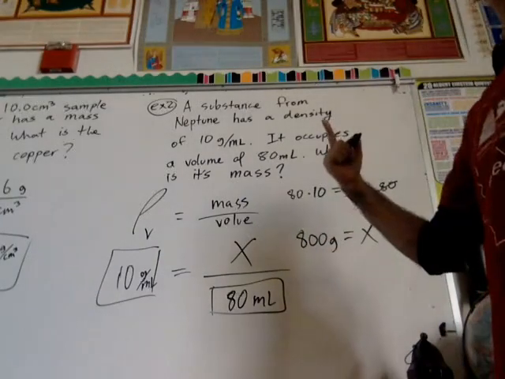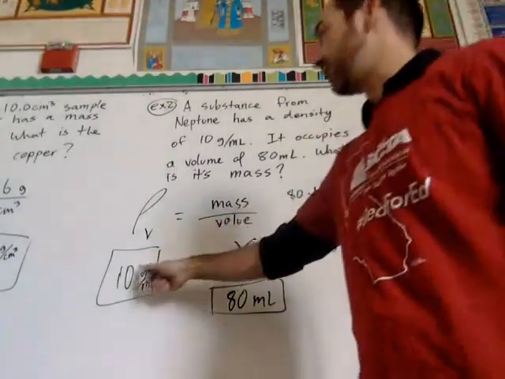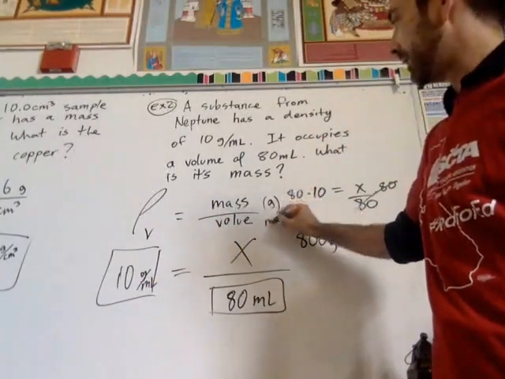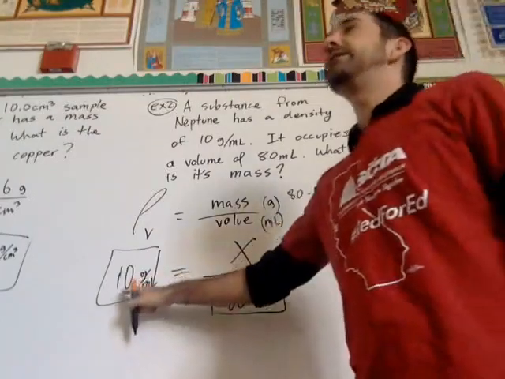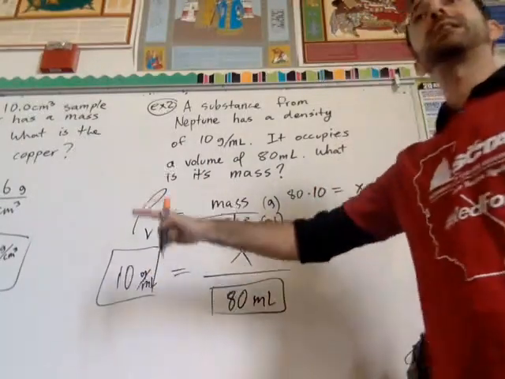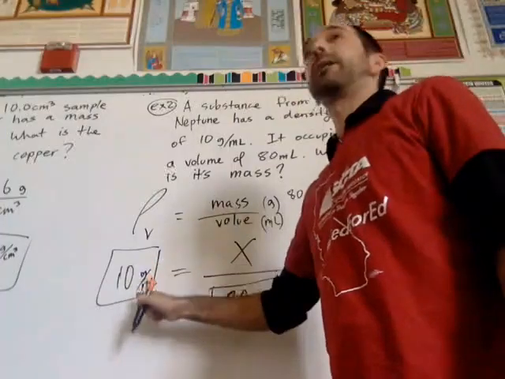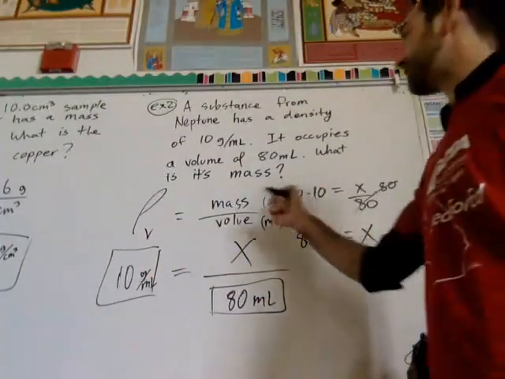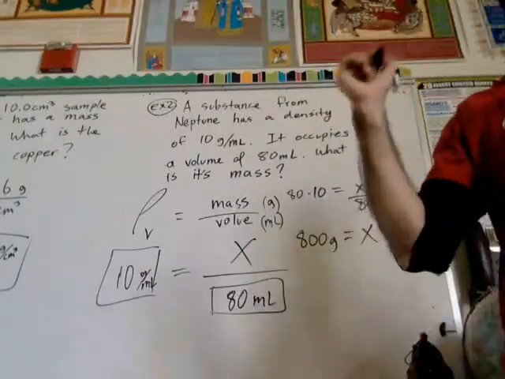And I look at the units. They said the density was grams over milliliters, so I know that the mass is going to be in grams. If they give you the density, it tells you. They could have said the density was 10 kilograms per milliliter. If they had strange units, then I would know that the mass had to be in kilograms. Stay with whatever units they give you.